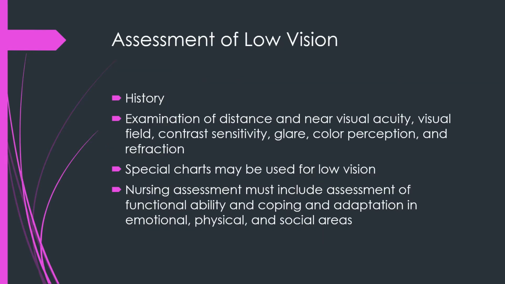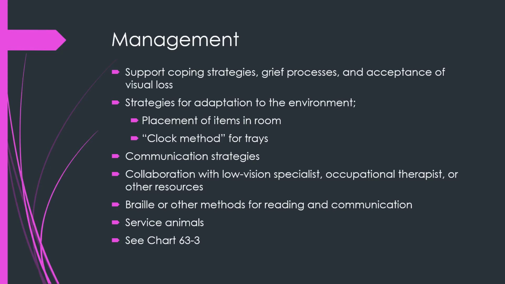Assessment of low vision begins with an accurate and thorough health history. It is vital to include assessment of functional ability, as well as coping and adaptation emotionally, physically, and socially. Management of low vision includes assistive devices to improve vision as much as possible. Consistent practices, such as the placement of items in living areas and the clock method for trays, allow independence and adaptation. Patient and family education should support coping, grief, and loss regarding diagnosis.